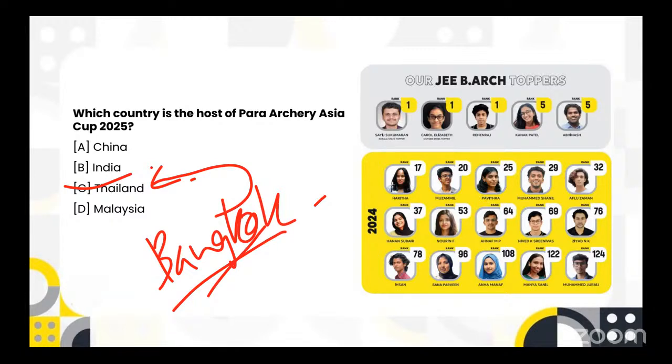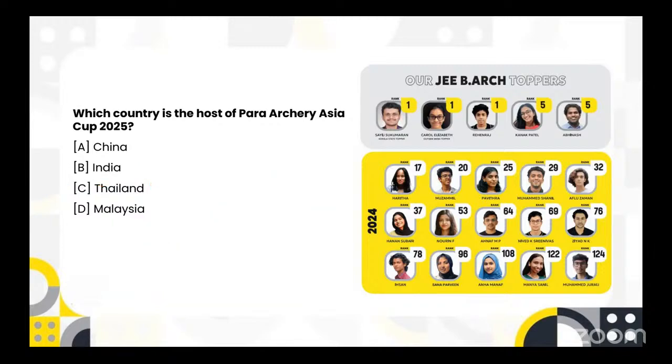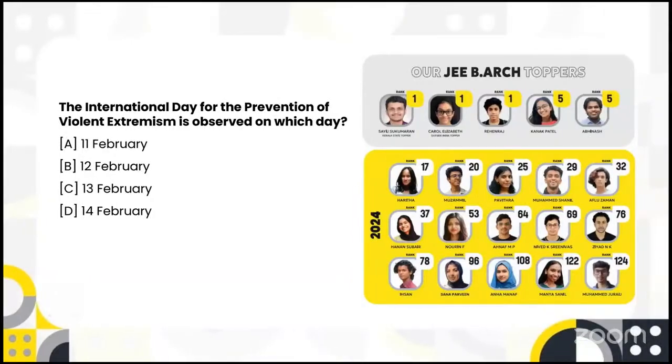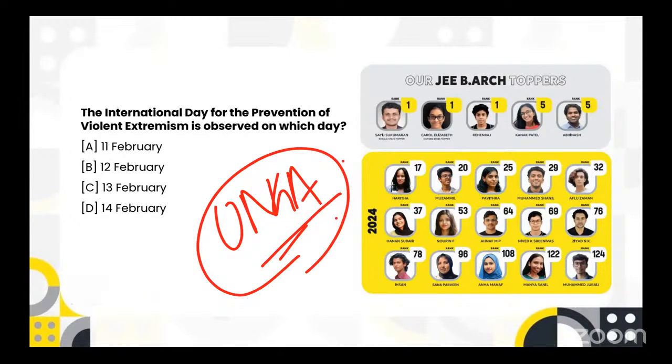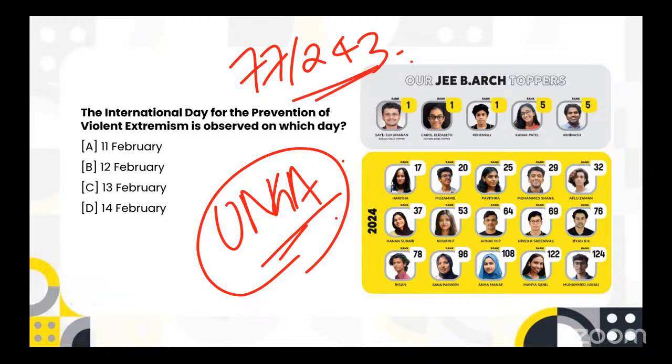All right, next one. The International Day for Prevention of Violent Extremism is observed on which day? 11th of February, 12th of February, 13th of February, 14th of February. Okay, so this was established by the United Nations General Assembly. They adopted a resolution 77/243. The purpose is to address the global threat of violent extremism.